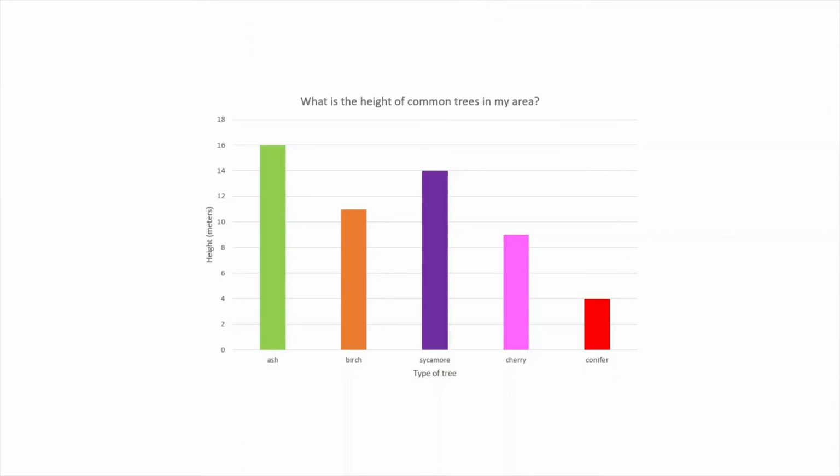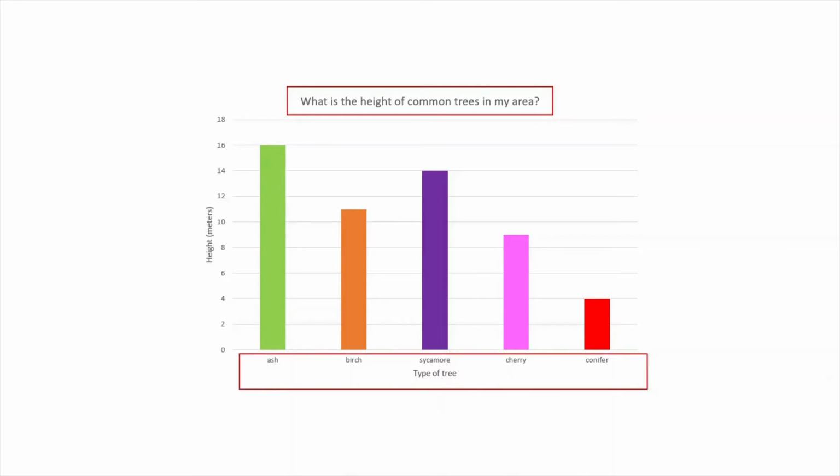Even if the data you collected is the right kind to answer your question, a poorly made graph can still be misleading. It should always have the following features: a title that explains what you're looking at, labels that explain the kind of data you are collecting, and a clear scale. Using these three things, we can see from our graph here that ash trees were the tallest tree we surveyed, with sycamore not too far behind. Birch trees were not all that far behind either, with cherry and conifer being the smallest.